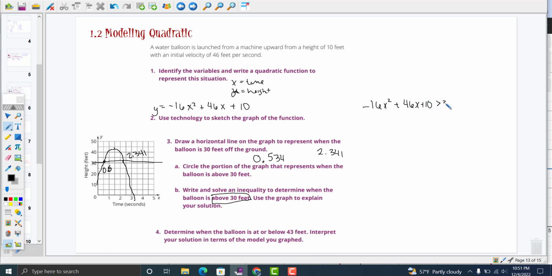So greater than 30. And so we have negative 16x squared plus 46x minus 20 is greater than 0. And so we're going to solve it like that was an equal. And so our A is negative 16, our B is 46, and our C is negative 20. And you probably are going to want to have a calculator for this one because this is dealing with more realistic real numbers, which means they are not nice, pretty numbers to graph.